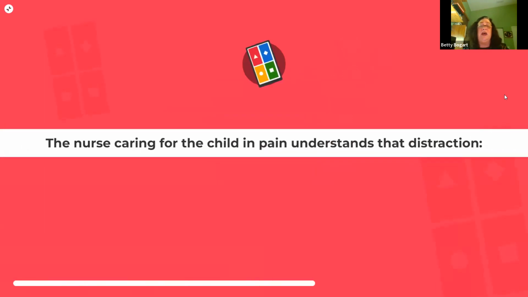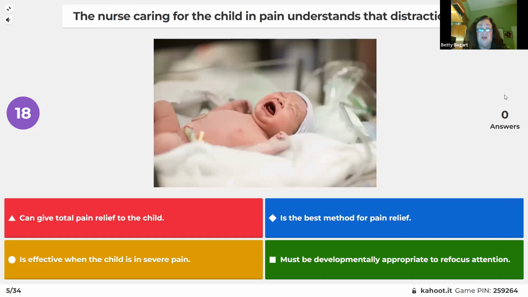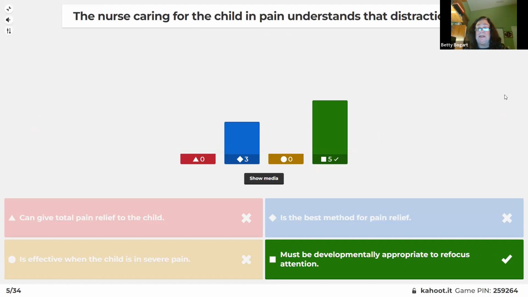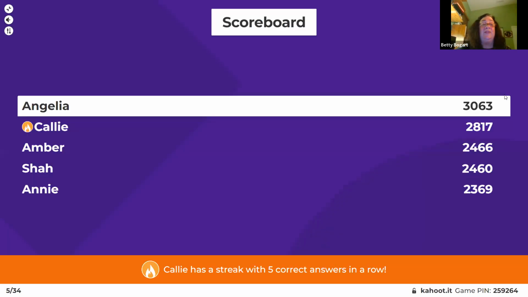The nurse caring for the child in pain understands that distraction. As I said, distraction can be many, many different things. You know, when I worked newborn ICU, I constantly had music playing on the night shift. And my babies would sleep all night long. It was the best thing. But remember, it must be developmentally appropriate. If it's not developmentally appropriate, the kid doesn't understand. It's not going to do anything for them. But if they get it, they understand it, they're going to focus on that, not their pain.